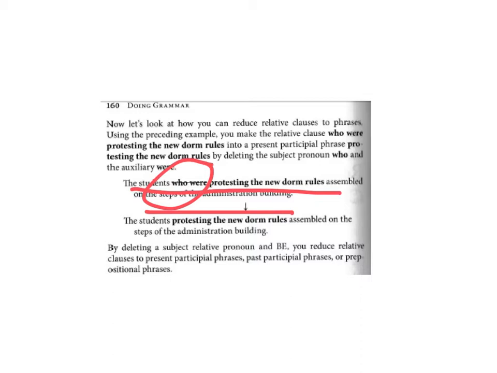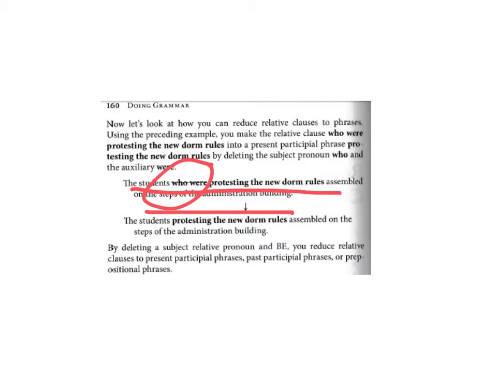On page 159, just before this page, we can see how this sentence with a relative clause was a combination of two different sentences. The students assembled on the steps of the administration building, and the students were protesting the new dorm rules. So to be efficient, we combine these two sentences in the way we did last chapter with relative clauses. Now we're combining them and reducing them down even further.